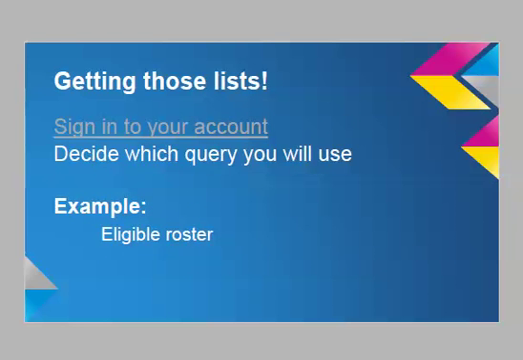So back to your DC lists. After logging into your account, you obtain the lists. Once again, do you remember which queries you have a choice of? If you thought of student name, file, and eligible roster, you're right. So let me show you what this list might look like.